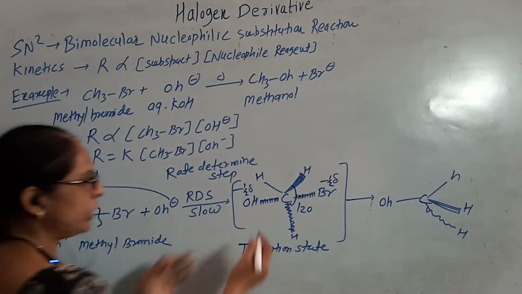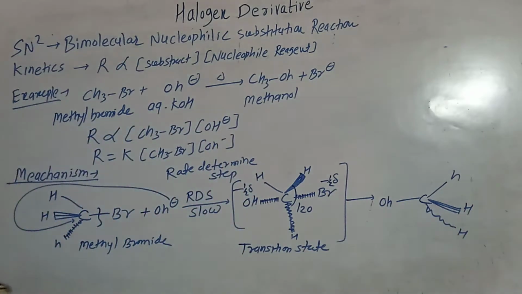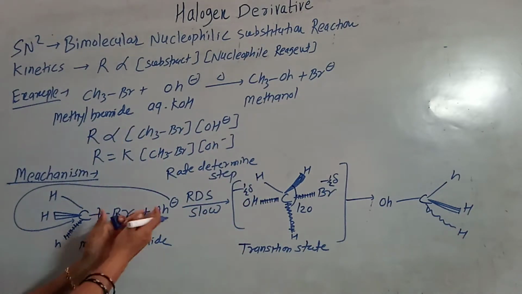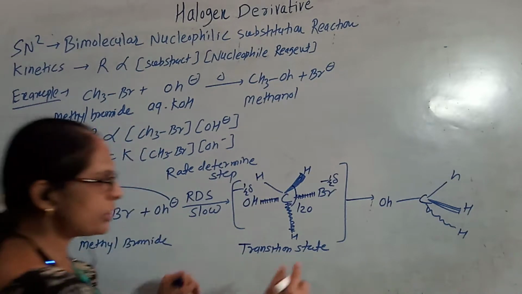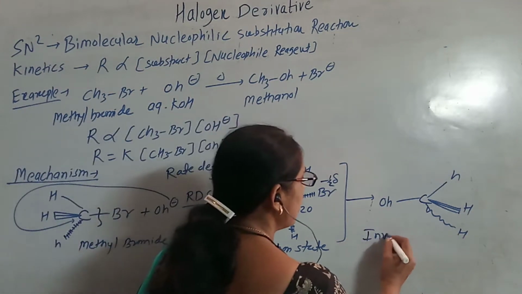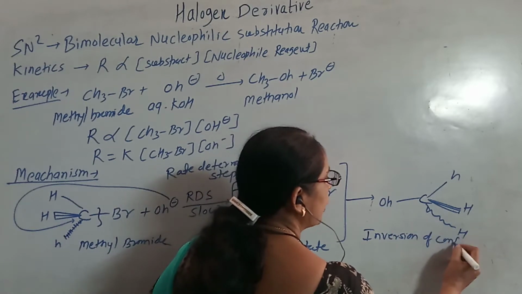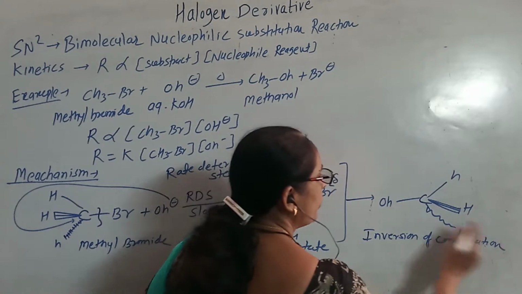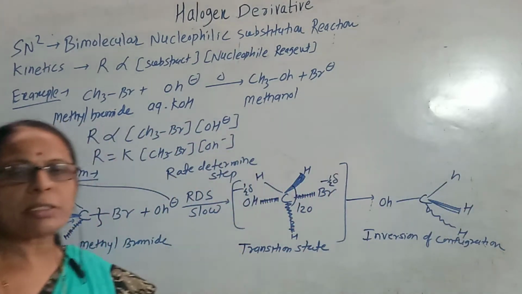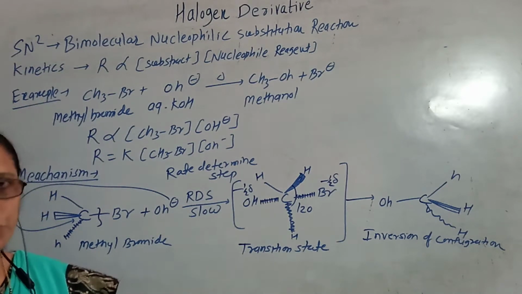So when this happens, exactly the opposite product will be obtained. Here the OH will be attacking exactly from this side and this carbon is exactly inverted. So this is called inversion of configuration. Configuration is the arrangement of an atom or group of atoms around the carbon, and this arrangement of the group of atoms here is exactly opposite.